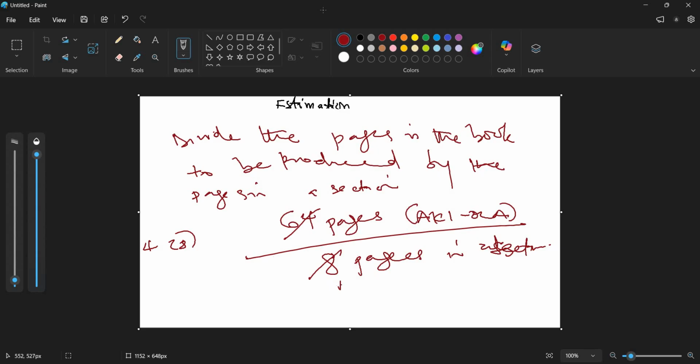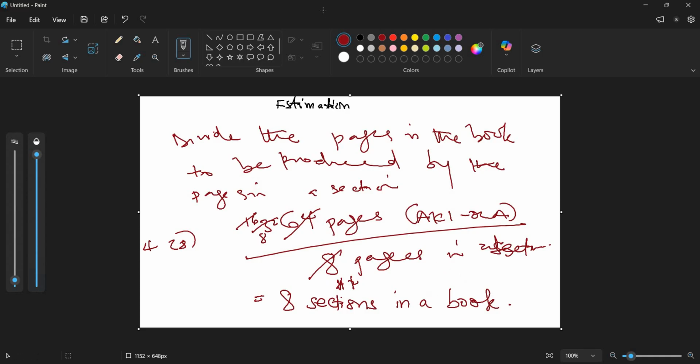So let me go the way down. 64 here, 32 here, 16 here, 8 here. So that means we have 8 sections in a book.